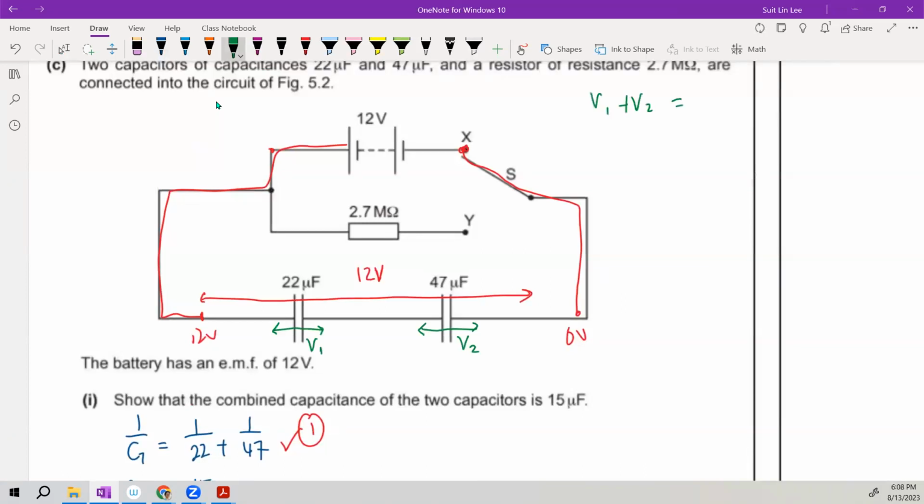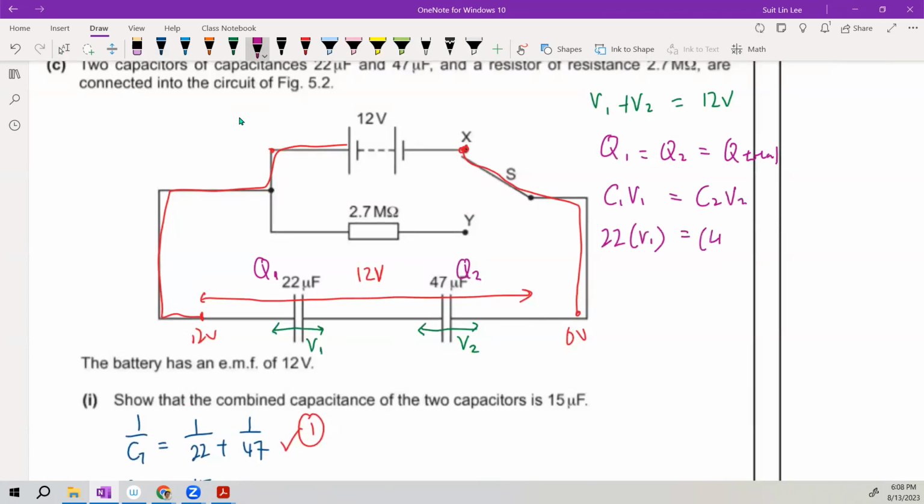V1 plus V2 is 12. Okay. Second thing, because they are in series, whatever charge stored here, Q1 and Q2, will be the same as the total charge. So to find Q1, I will take C1 V1. To find Q2, I will take C2 V2. C1 is 22. I don't know what is V1. C2 is 47. Microfarad left and right can cancel.